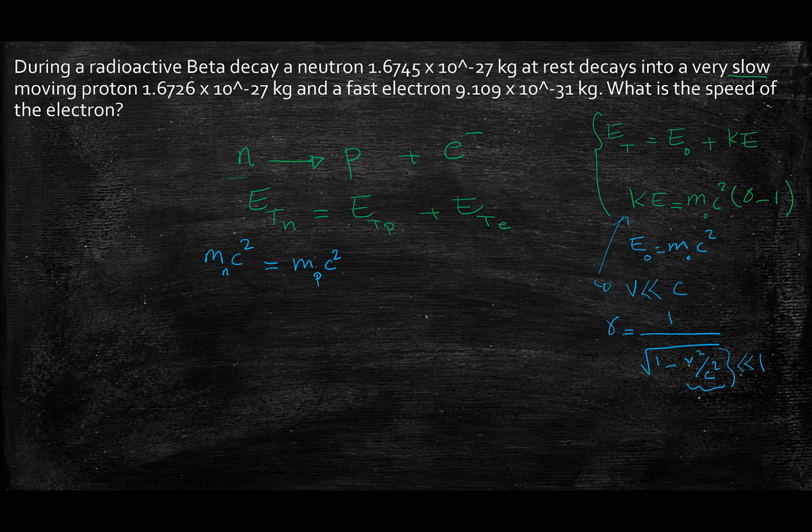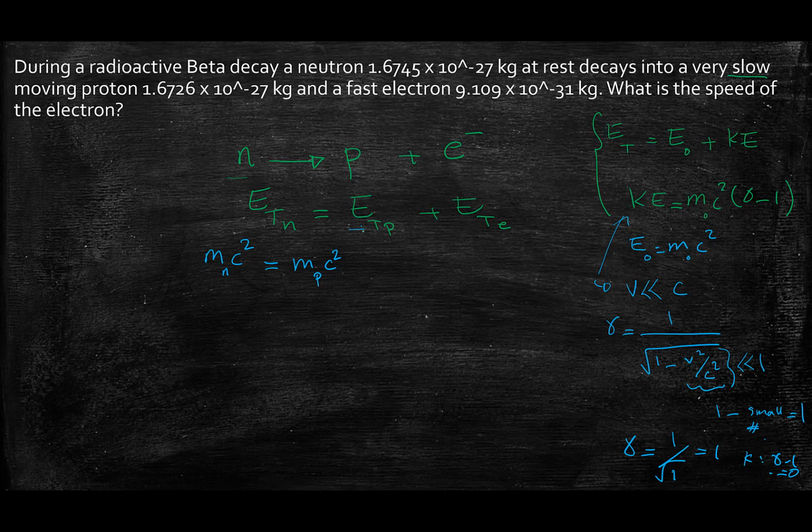So if this number is much smaller than 1, then 1 minus a very small number is just 1. Therefore, I can say that my gamma is equal to 1 over root 1, which is equal to 1. So if gamma is 1, looking at kinetic energy, I have gamma minus 1, not plus, so that makes it equal to 0. And if that's equal to 0, the kinetic energy of the proton can be assumed to be 0. Therefore, I'm just not going to add it over here.